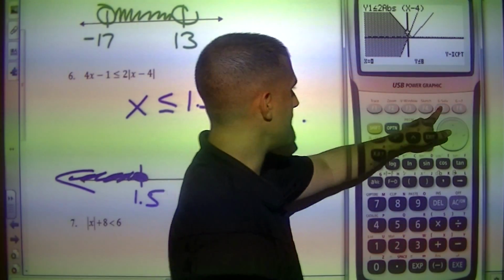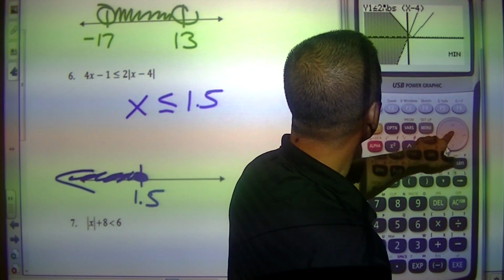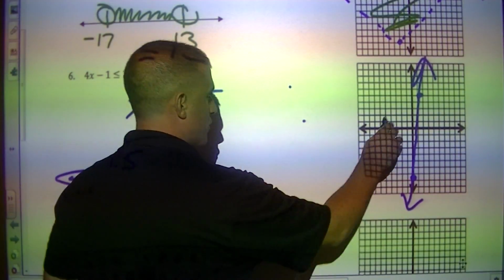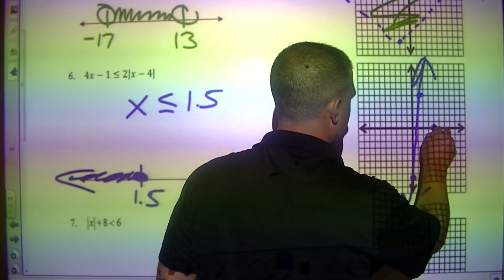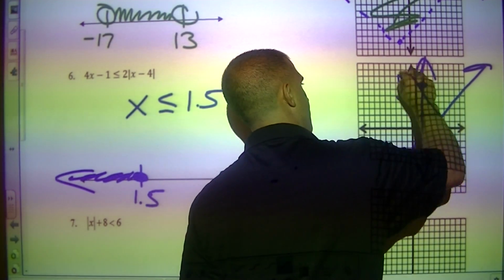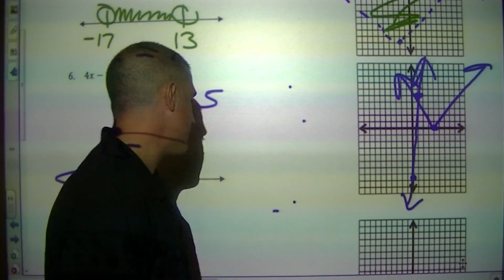G-Solve Minimum. I'm going to make sure I've chosen the absolute value part of it. It's going to tell me it's at (4, 0), which I should know already. It's going to connect at that intersection point, so this is good enough for me. See your other teacher for how much detail they want you to graph for every single point there.